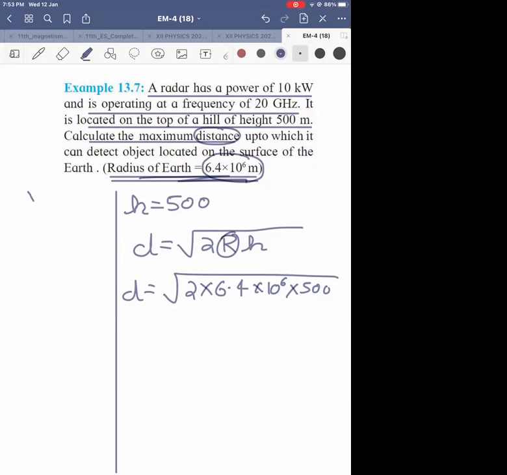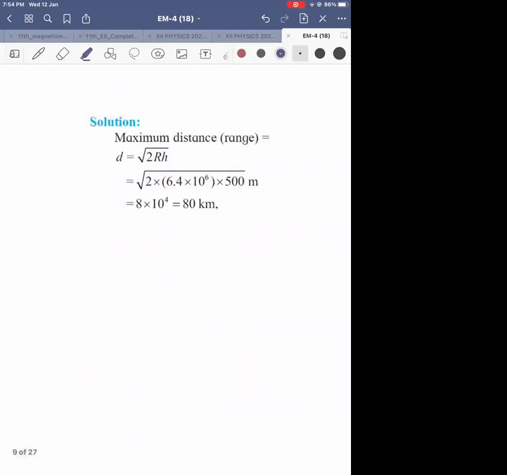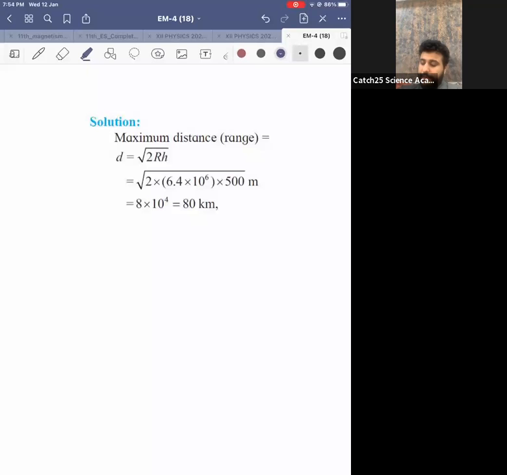Sir, 80. Is it 80 meter or 80 kilometer? It is 80 kilometer. Always a good habit to keep the answer in meter. So 8 into 10 power 4 would be the perfect answer actually. 8 into 10 power 4 meter or 80 into 10 power 3 meter is also fine. They have given the answer in kilometer, but you keep your answer in meter itself, because the SI unit of distance is meter. Is this clear?